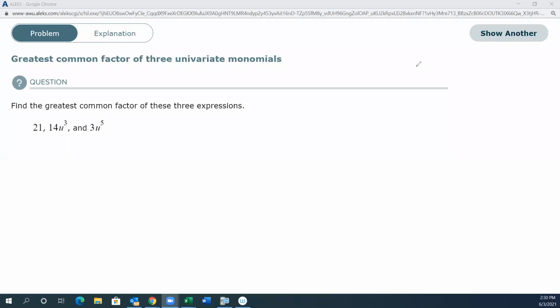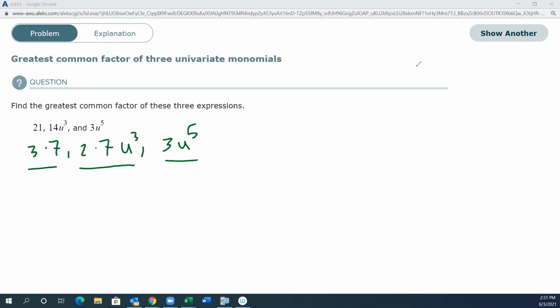Now we do the same thing again, except there's one extra term, so who cares? 21 is 3 times 7. 14 is 2 times 7, and then you got those 3 u's. And then 3 doesn't factor, it's prime. So those are my 3 guys. All right, so I see 3's and 7's and u's and 2's.